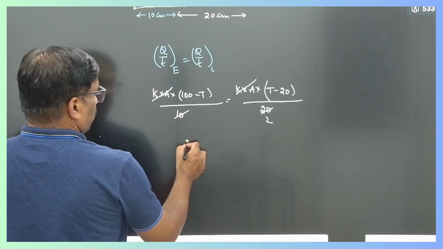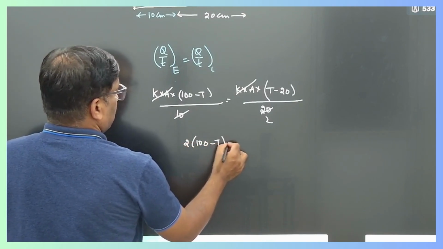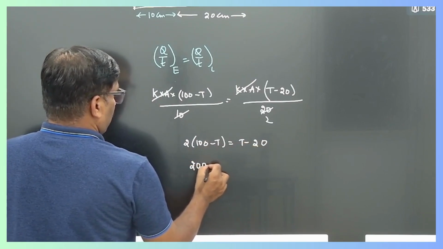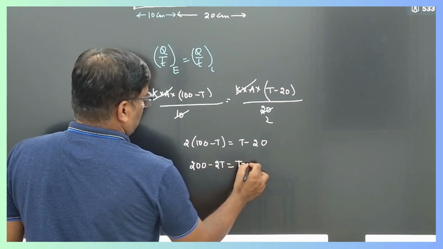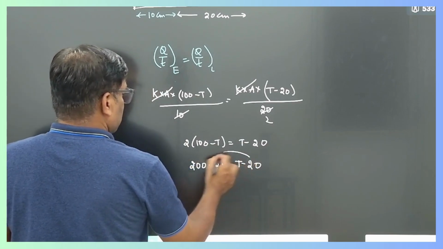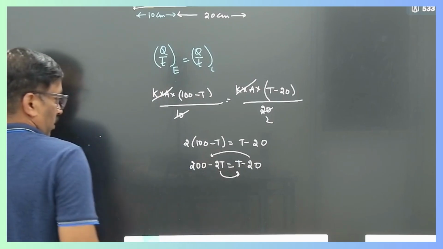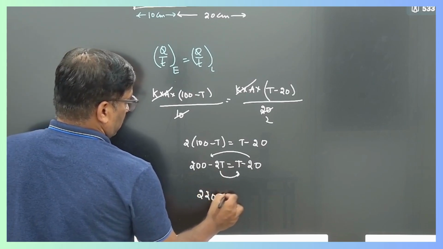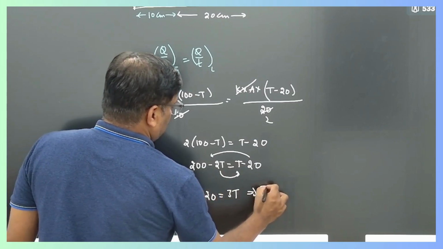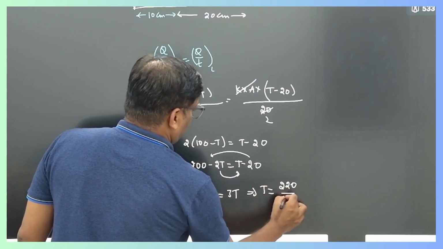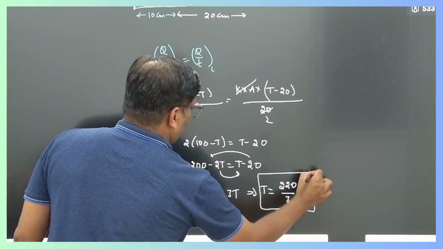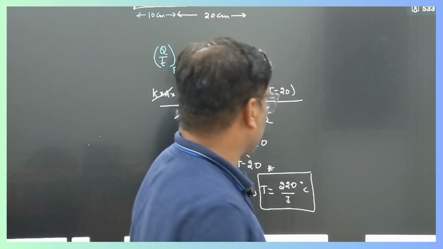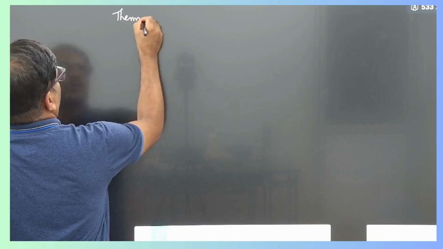So here, 2 into (100 minus T) equals T minus 20. Therefore 200 minus 2T equals T minus 20. Taking this here, 200 plus 20, 220 equals 3T. That implies T equals 220 divided by 3 degrees centigrade, which will be your answer. Clear? In this way you can calculate.